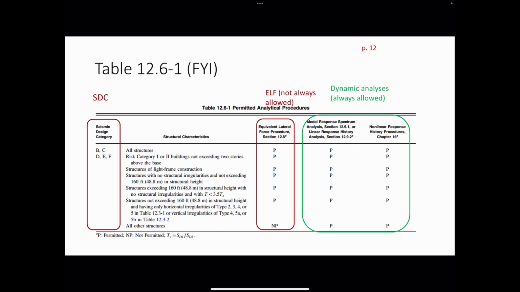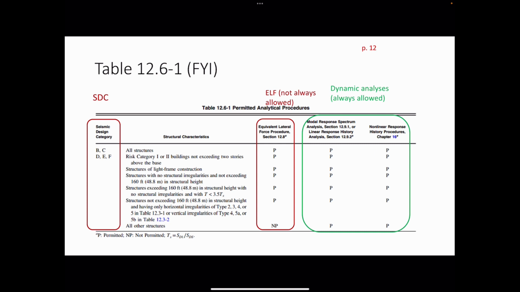All right. So the next slide is an example of where seismic design category applies. This is just FYI. You won't need to use this table at all in this class, because it shows that there are some scenarios where the equivalent lateral force procedure is not permitted. That's what the NP stands for in the table. In this class, we are only using the equivalent lateral force procedure, so you don't have to worry about this table. It's just here for reference.